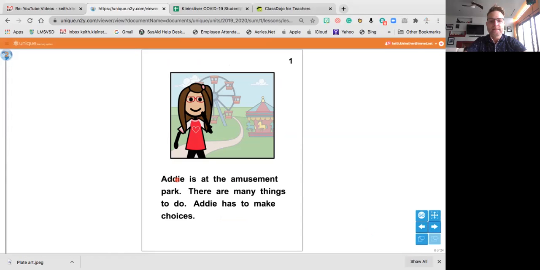Okay. I'm going to have the computer read this page and I'll read the next. Addie is at the amusement park. There are many things to do. Addie has to make choices.